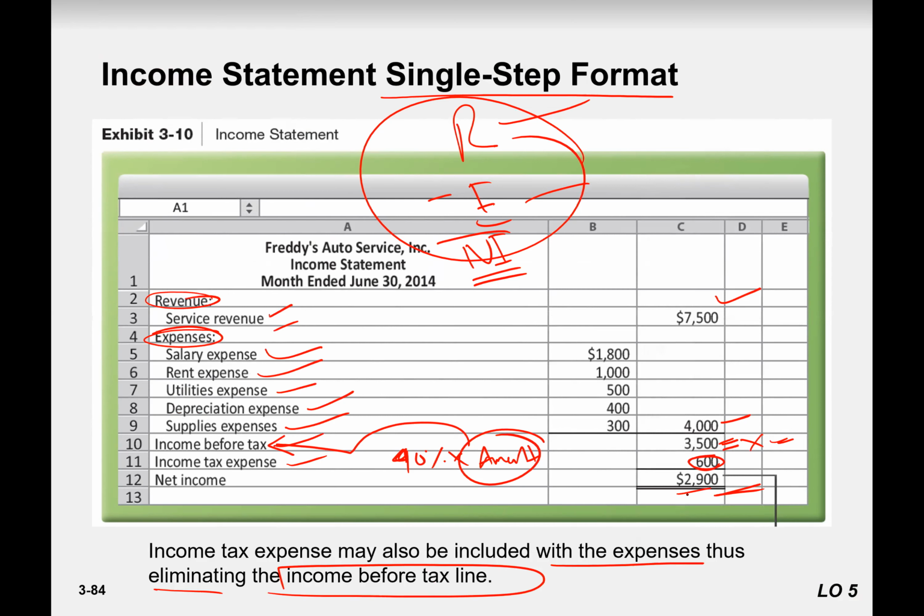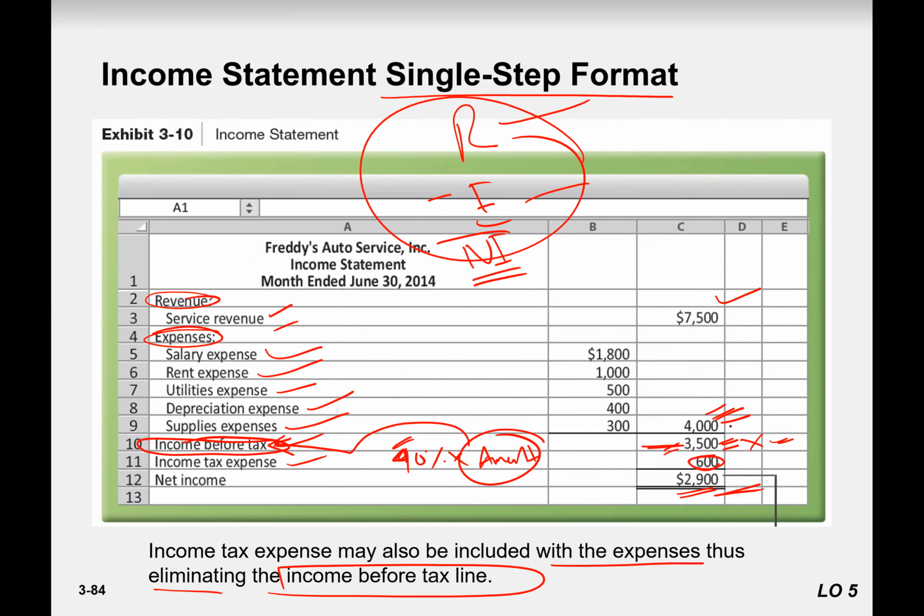So this 2,900 came from 4,000 minus 600. Sorry, 3,500 minus 600. So that's why we named this 3,500 as income before taxes, because the income taxes are not given in number, not in amount, it's always given in percentage format.